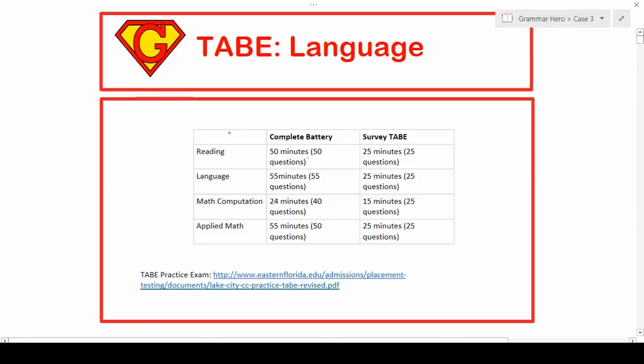As you can see on the screen, it's broken down into 4 sections, particularly reading, language, math computation, and applied math. I want to point out that the difference between math computation and applied math is that for math computation, you do not get a calculator, whereas for applied math, you do get a calculator.